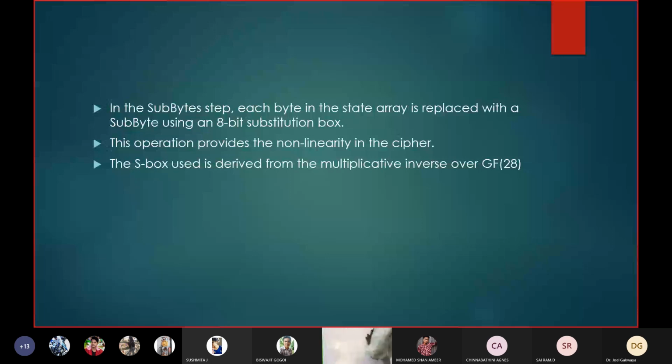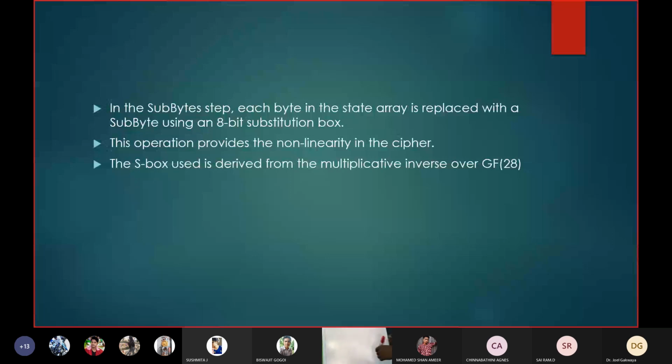The next one, which is the second step, is very, very important, and this used to be one of the interview questions. How does the shift row work? At this stage, the second stage is the shift row.